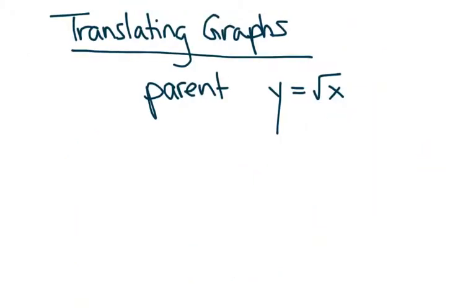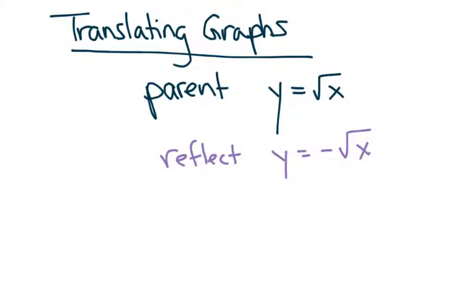Now, we're going to talk about translating the parent graph, y equals the square root of x. The translations are going to work very similarly to the translations on polynomials and quadratic functions that we've talked about in previous units. So if the parent function is y equals the square root of x, if you reflect the graph over the x-axis, reflect is going to be negative square root of x.